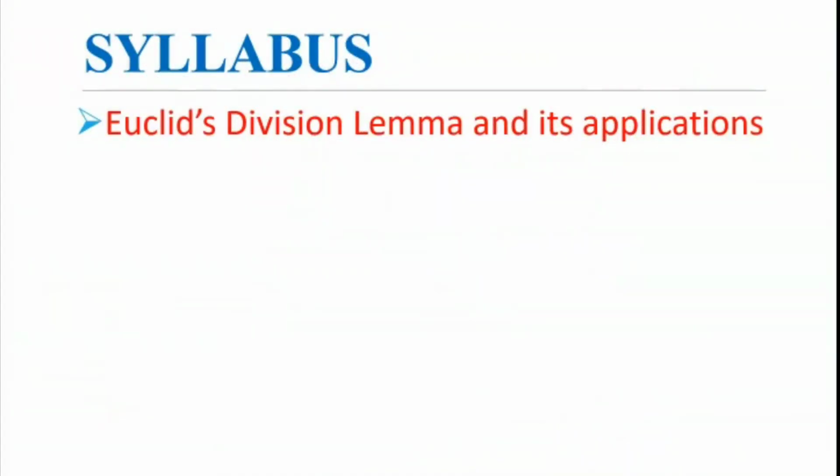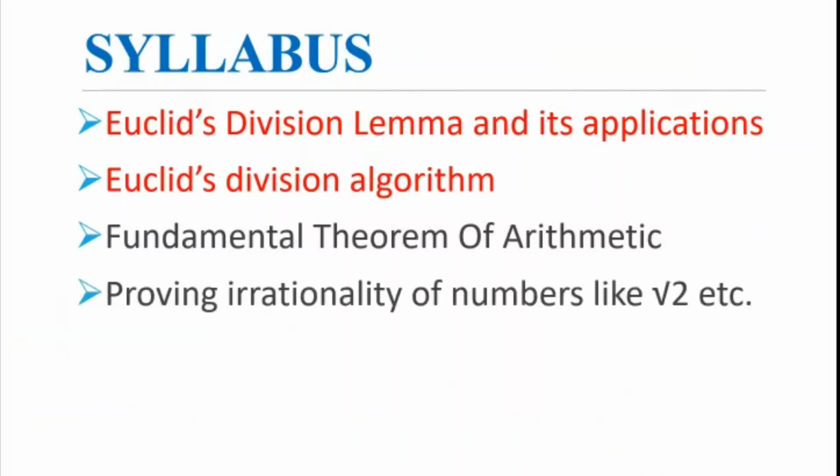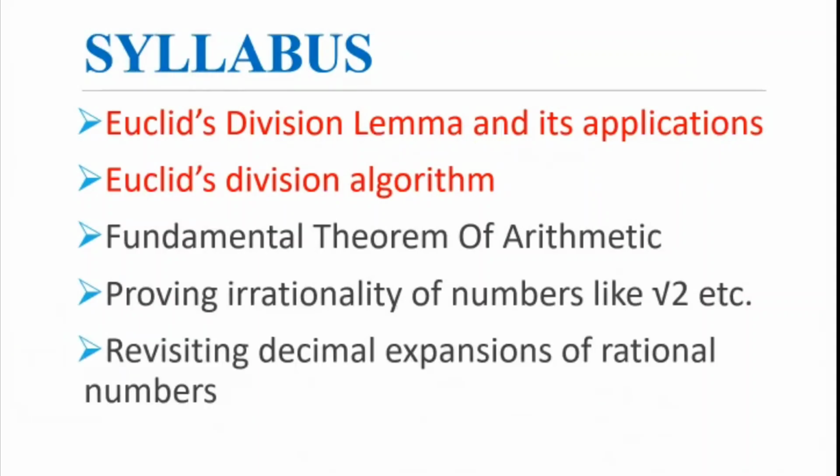As per the syllabus, we had Euclid's division lemma and its application, Euclid's division algorithm, the fundamental theorem of arithmetic, the proving of irrationality of numbers like root 2, etc., revisiting decimal expansion of rational numbers. Now, if you see, I have made the first two in red. This is in red because due to the COVID, CBSE planned to delete these two topics from this chapter. So we will not be discussing Euclid's division lemma and its applications and the Euclid's division algorithm. We'll be focusing only on these three topics.